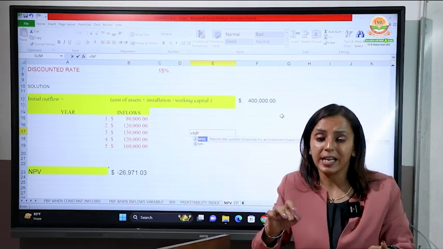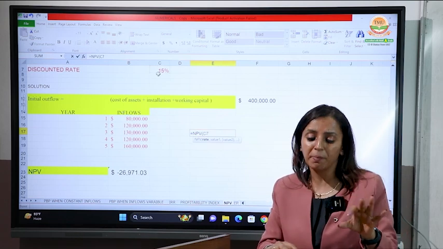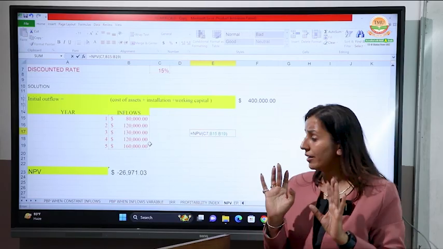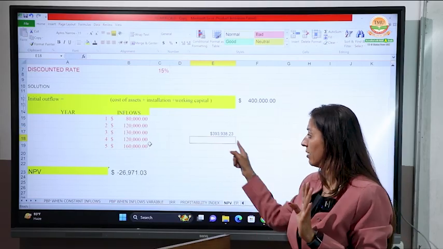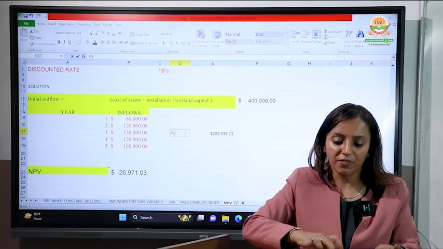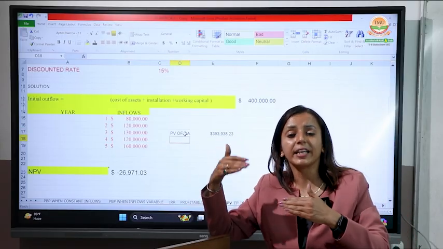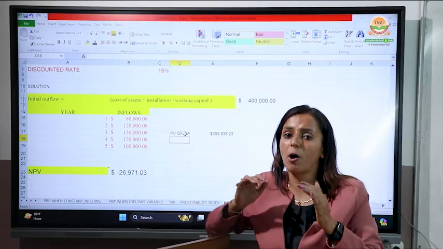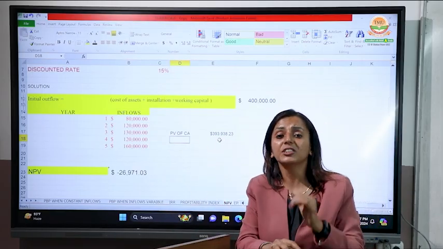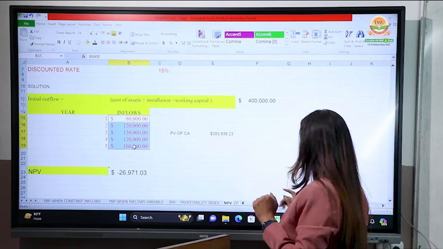How do we calculate it? Net present value, bracket, consider an inflation rate of 15%, comma, all your inflows, bracket close and then just press enter. This is your present value of cash inflows. That means whatever you are getting after 4-5 years, the total amount of that will be 3,93,938. But if a general person adds these values, how much will come up? Just add this value and you will get 6,10,000.